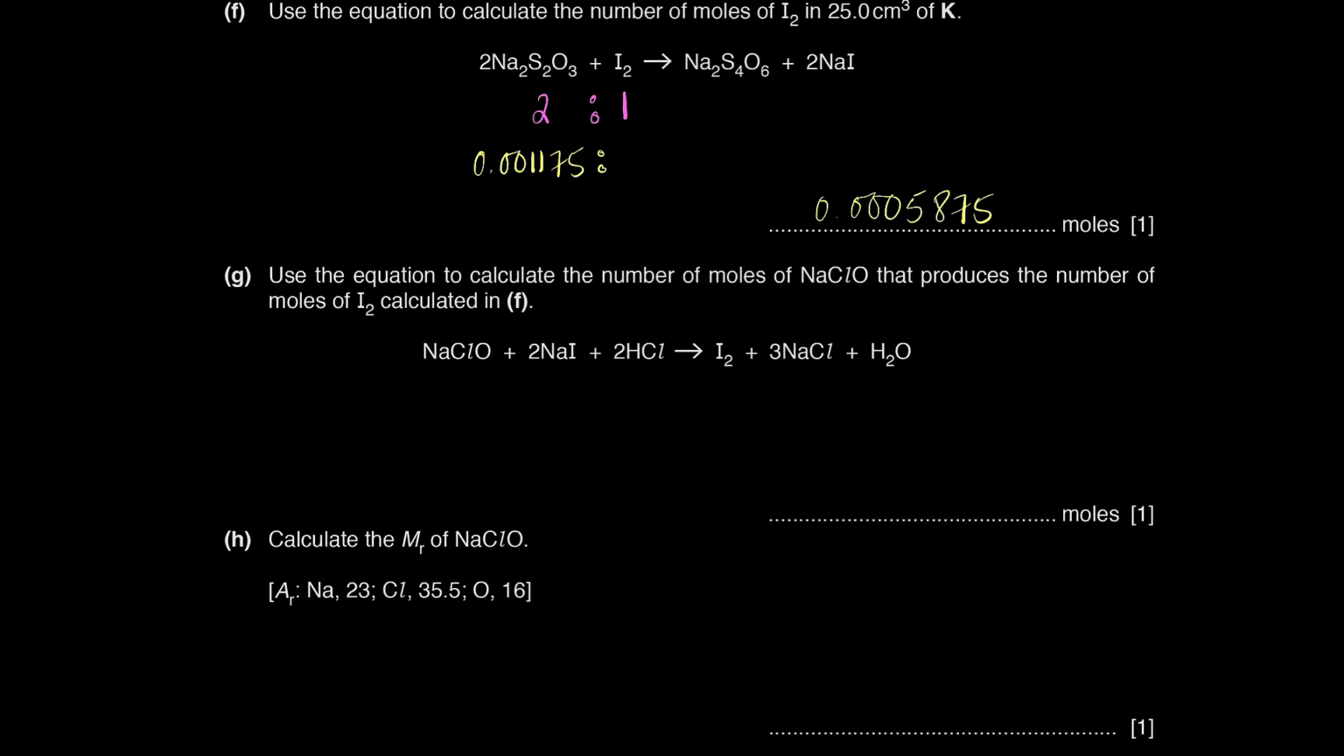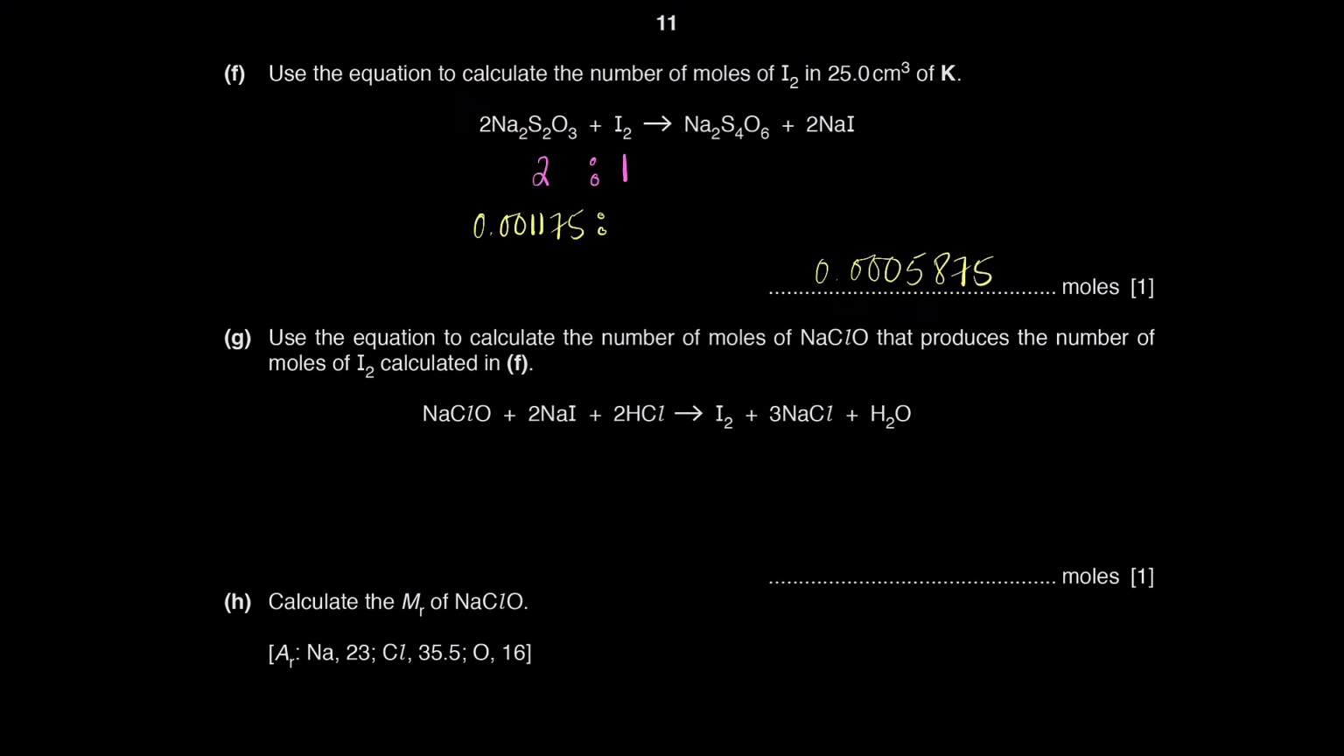Use the equation to calculate the number of moles of NaClO that produces the number of moles of iodine calculated in F. I'm completely lost. Use the equation to calculate the number of moles of NaClO that produces the number of moles of iodine. Huh? Oh, we have to figure this out.